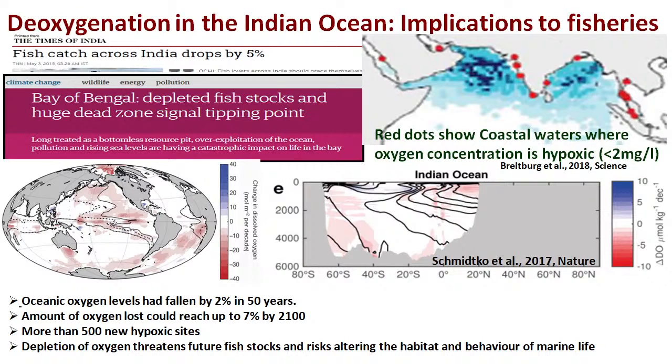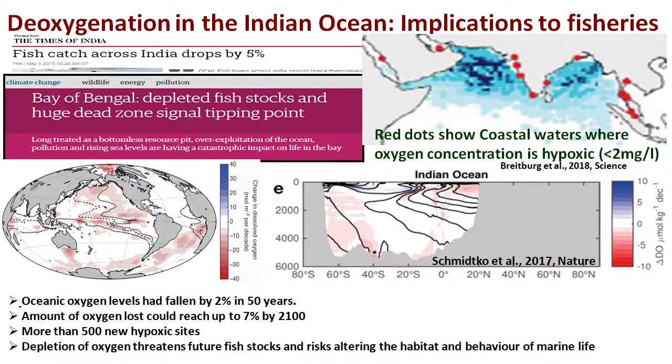Why should we worry about the oxygen? Because of this denitrification, if the oxygen concentration, which is already low in some parts of the global ocean, goes further down, then it can enhance the denitrification. We can lose more N, and also the fisheries, all the organisms which live in the deeper water, if the oxygen is not there, they will not survive.